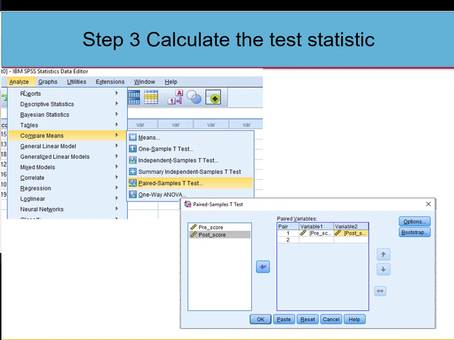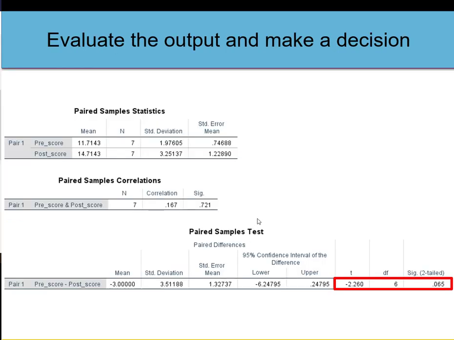So we go to analyze, compare means, and it's paired samples t-test, and that's just something I want to make a quick note about. You will see this referred to with a bunch of different vocabulary words. Dependent samples t-test, paired samples t-test, repeated measures t-test. They all mean the same thing. So here I have the pre-score and the post-score, and I just click the pre-score, click the arrow, it brings it over here, click the post-score, click the arrow, brings it over here, and that's all I have to do. I'm going to say OK. I don't have to click options or anything like that.